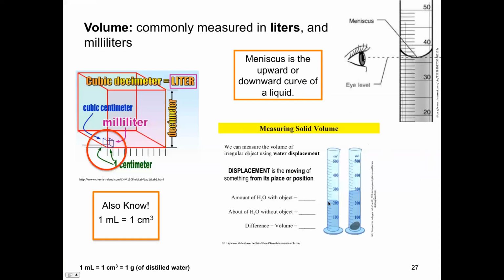So measure the volume of water before you put the crown in, and then see what the volume is afterwards. The difference is going to be the volume of the crown. And that you can then use to calculate density, which I'll talk about in a sec.